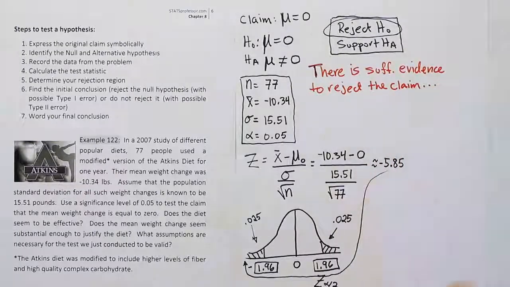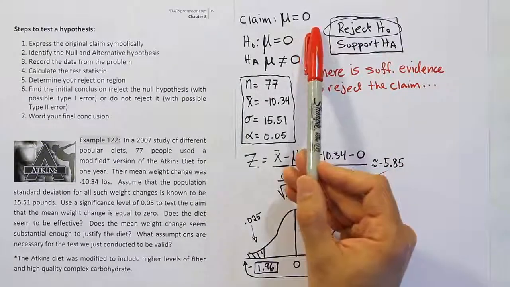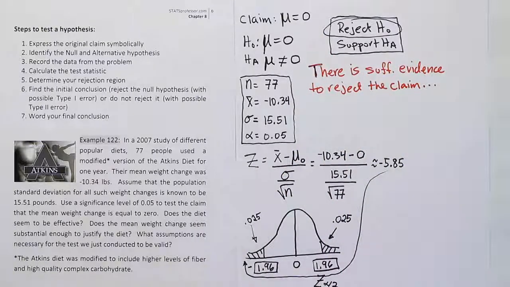And you can fill in the rest of it afterwards, right? Reject the claim, of course, of what? What's the claim here? The claim is that the mean weight change is equal to 0. Or in other words, there's sufficient evidence to reject the claim that the Atkins diet does not work.